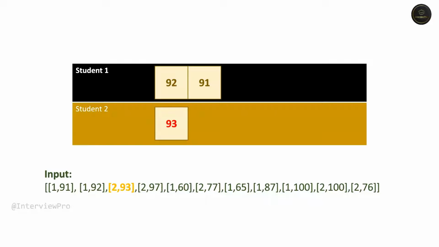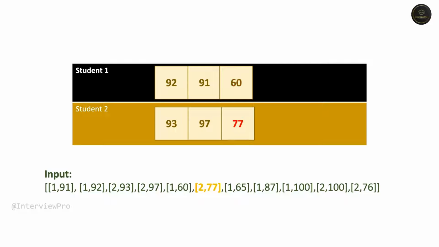And the next input is 2, 93. Our dictionary currently has only key for the student 1. Now we have to create another key for student 2 and insert a score 93 into the priority queue for student 2. Then we have 2, 97. The student 2 key is already created in the dictionary, so we just have to insert 97 into the priority queue. Then we have 1, 60. So insert 60 for student 1. Then we have 2, 77 for student 2.